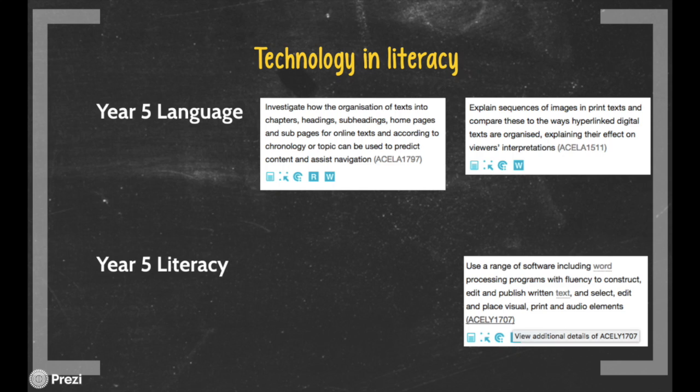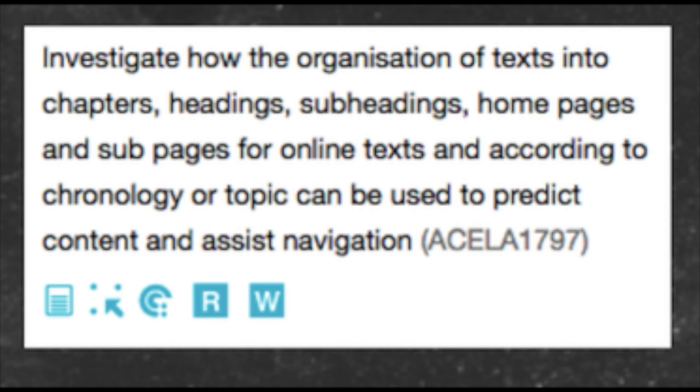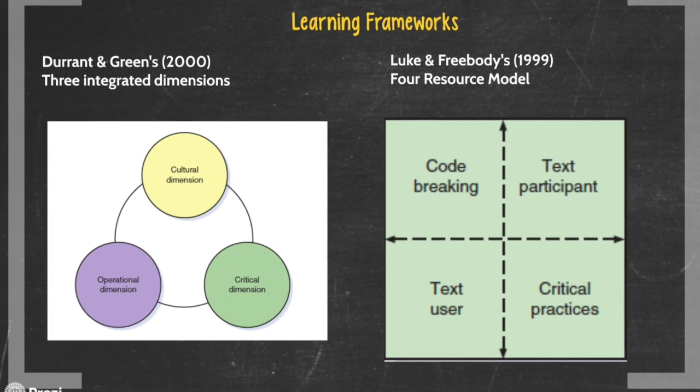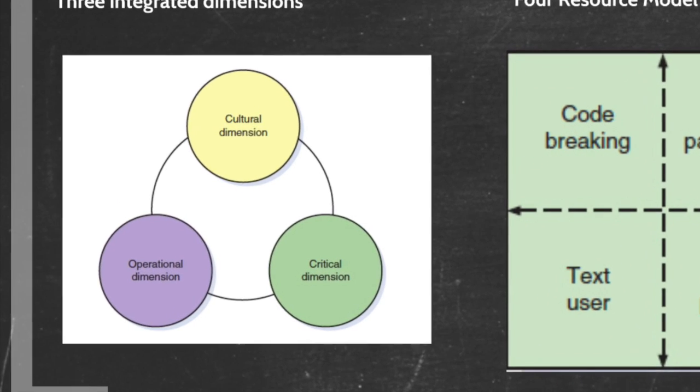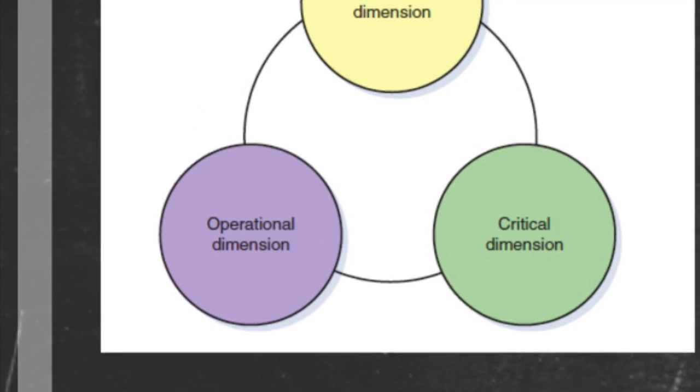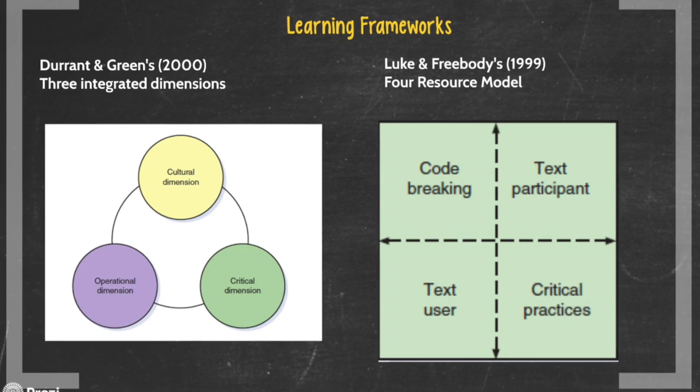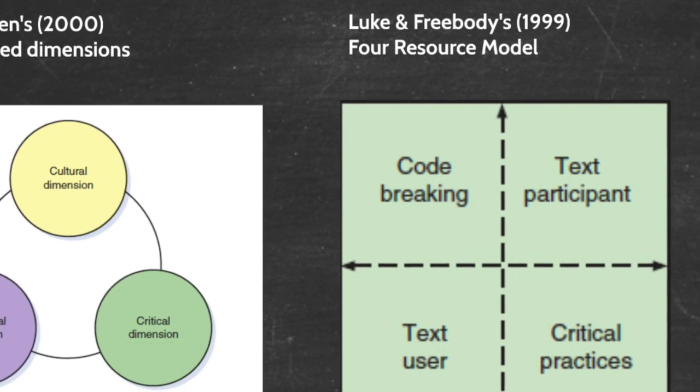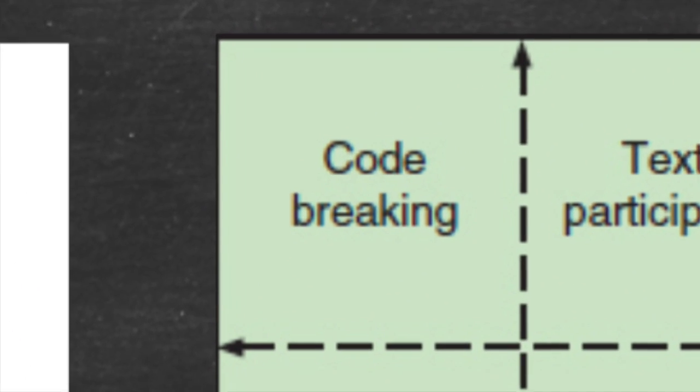As technology becomes so integrated into our everyday lives, it is also tightly woven into how we teach literacy, as well as how we define what is literacy. The first learning outcome chosen from the Australian curriculum is from the Year 5 language strand, asking students to investigate the organization of texts into chapters, headings and so forth, within an online context. This outcome is an example of Durrant and Green's operational dimension, encouraging the student to analyze the structure of the text. This aligns with the code-breaking model within the 4 resources model, using codes to communicate meaning.